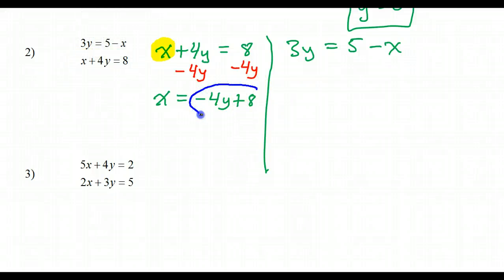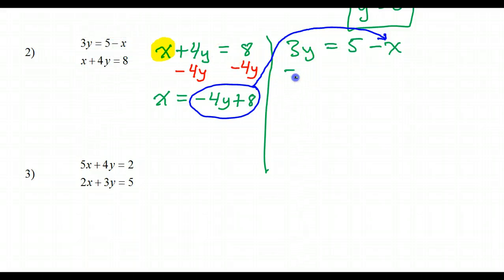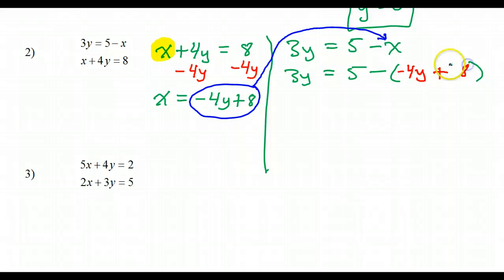So now that I have x by itself, I can take this and substitute it in for x right here. Okay, so this is going to become 3y is equal to 5 minus parentheses. Always use parentheses when you're doing a substitution. And of course, inside the parentheses is this, -4y plus 8.